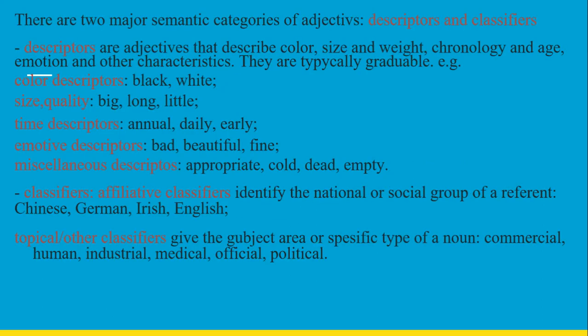There are two major semantic categories of adjectives, descriptors and classifiers. Descriptors are adjectives that describe color, size and weight, chronology and age, emotion, and other characteristics. Classifiers are affiliative and topical classifiers.